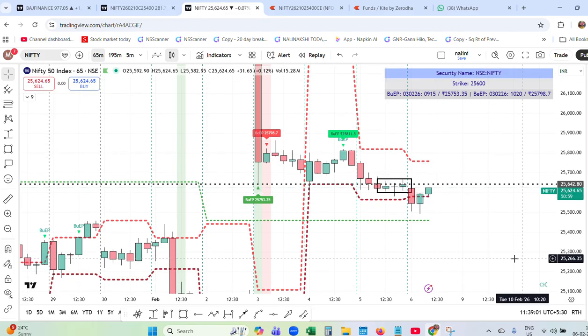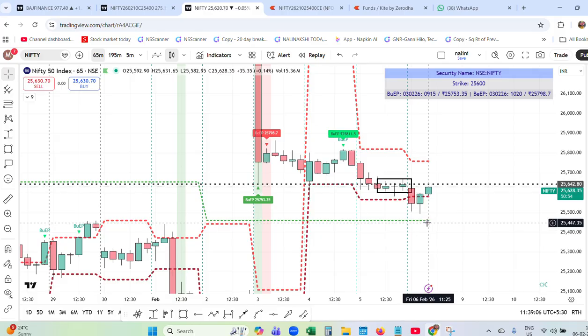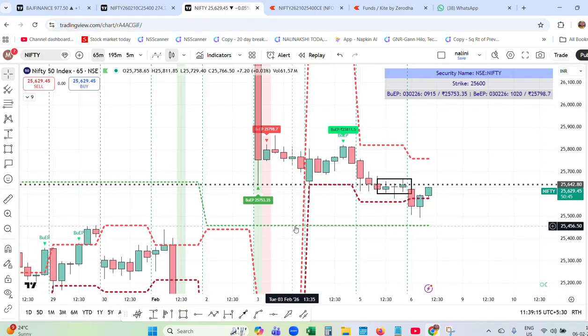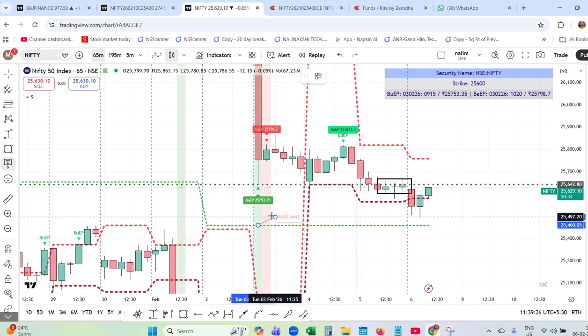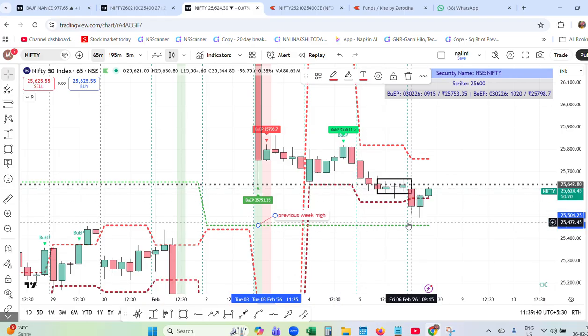That indicator gives the previous week high, previous day high, previous week low, and previous day low. Actually, what happened, I was clearly observing this. This is the previous week high. Let me write this down. Previous week high. I was sure that the market will try to take support around this. That's why I didn't go short for the first.